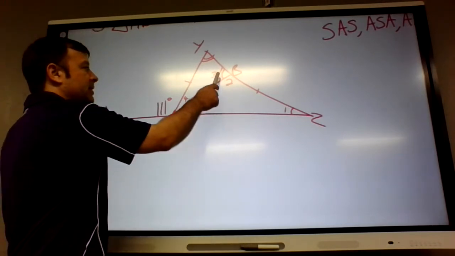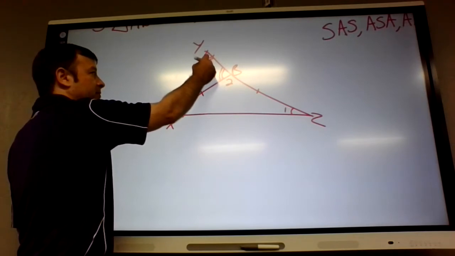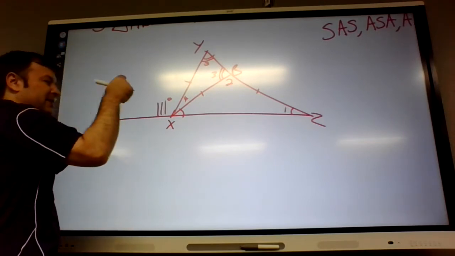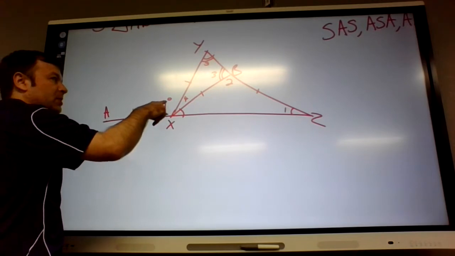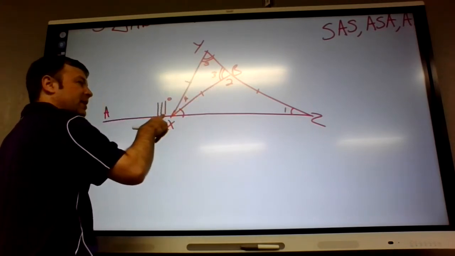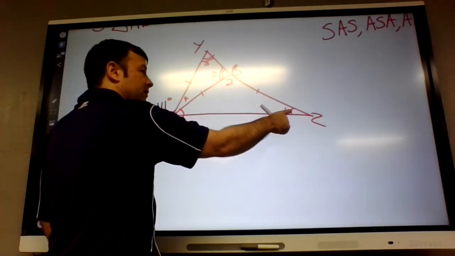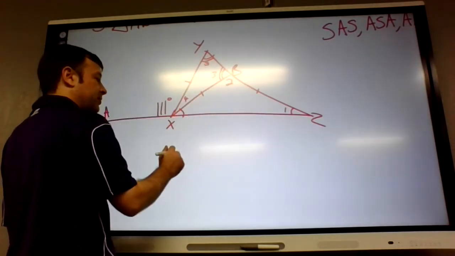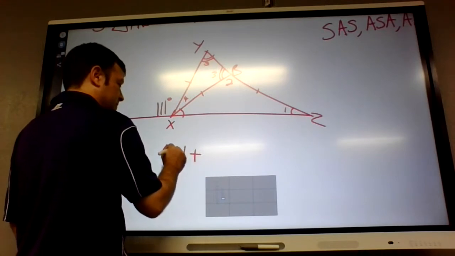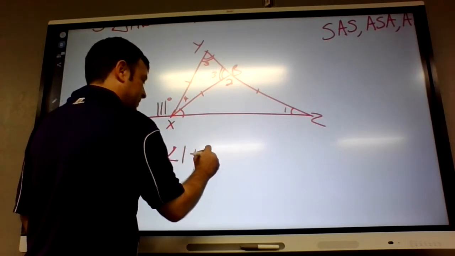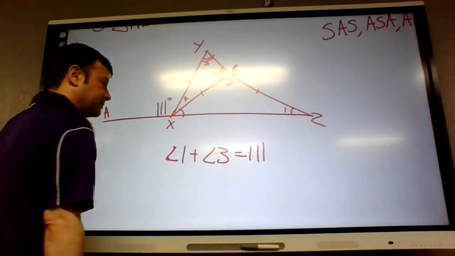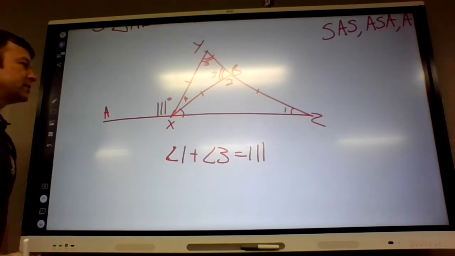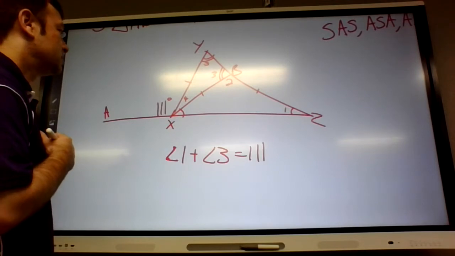Well, if this is angle 3, then this would be angle 3 also, right? I'm going to put 3 right there. Okay. Yeah, this is harder than I thought it'd be. This 111 exterior angle is equal to the sum of the remote interior angles. So in other words, angle 1 plus angle 3 equals 111. Now, is that enough information to solve? No, it's not. Okay.